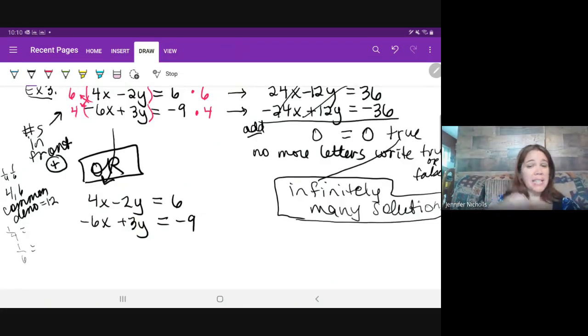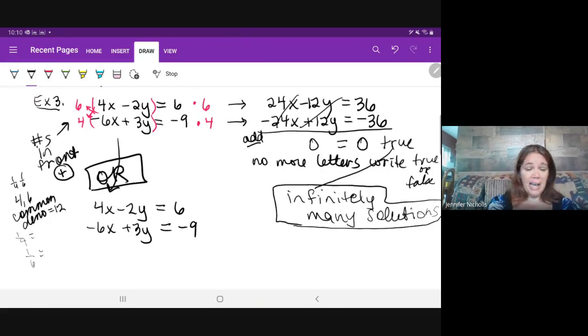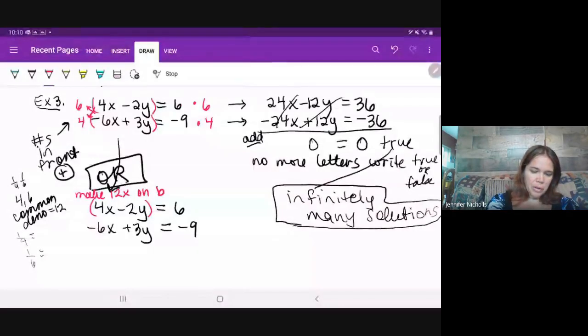Now this is the creativity. If you want, you just multiply by the other number and you're set. So you can just multiply by the other number and not think of that common denominator. Okay, so or you could multiply this one. How do I make this one 12? So I could make them 12x on both.